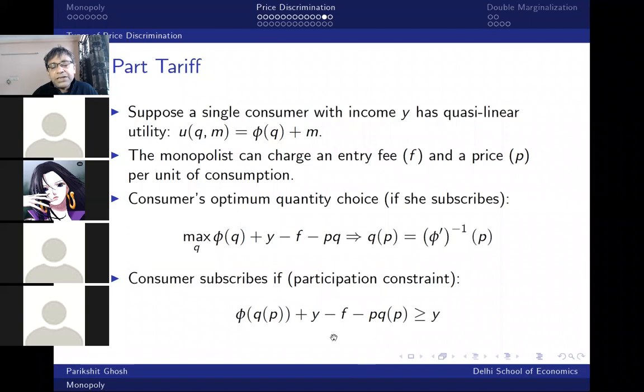So this has to be greater than Y. Why is that? If he rejects the offer, if he walks away, doesn't pay the entry fee even, then he spends all his income on other goods. So Y equals M. So that's the benchmark. So this last inequality is just saying that all things considered, it is worthwhile. It has to be worthwhile for this consumer to participate in this deal. Okay.